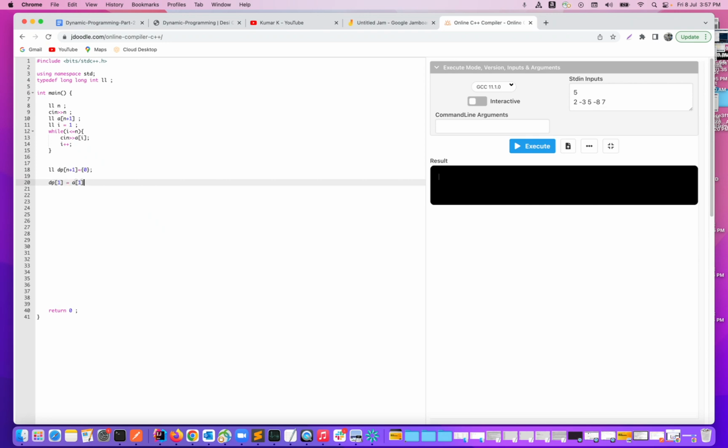It is a of 1. And if the first number is negative, then what will we do? Then what will we do, guys? Then the answer will obviously be 0, guys. So max of a of 1 comma kk. kk is nothing but 0.